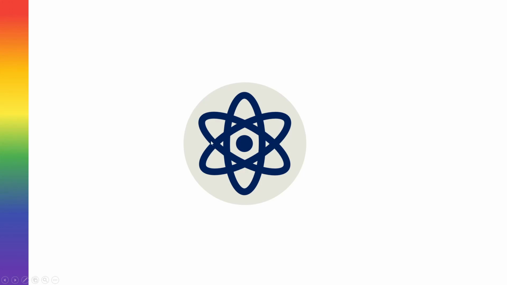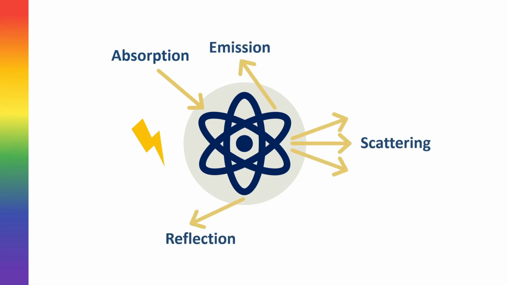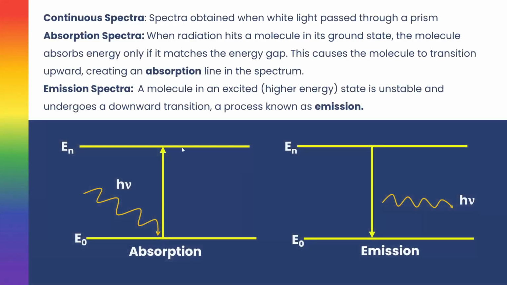This is the matter. It interacts with the electromagnetic radiation. Absorption happens, emission happens, some of the light is scattered, some of the light is reflected. So, when electromagnetic radiation interacts with matter, several phenomena happen, including absorption, emission, scattering and reflection. These processes form the foundation of various spectroscopic techniques. There are 3 types of spectra: continuous spectra, absorption spectra and emission spectra.